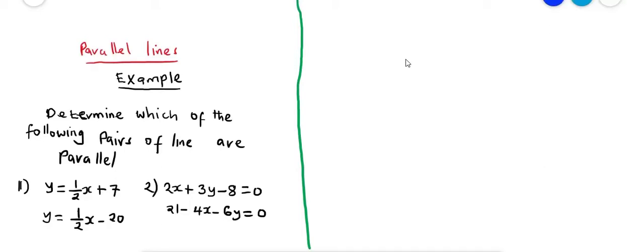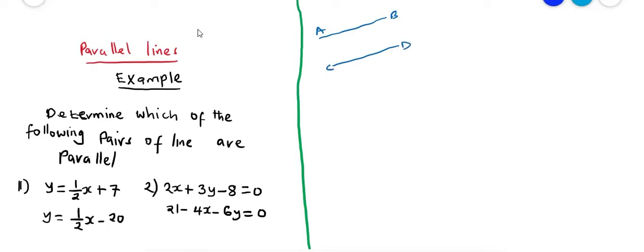In this video, I will explain parallel lines. The basic definition of parallel lines is lines that never meet. They are always opposite to each other and they never meet. So, for example, the line AB drawn is parallel to the line CD.